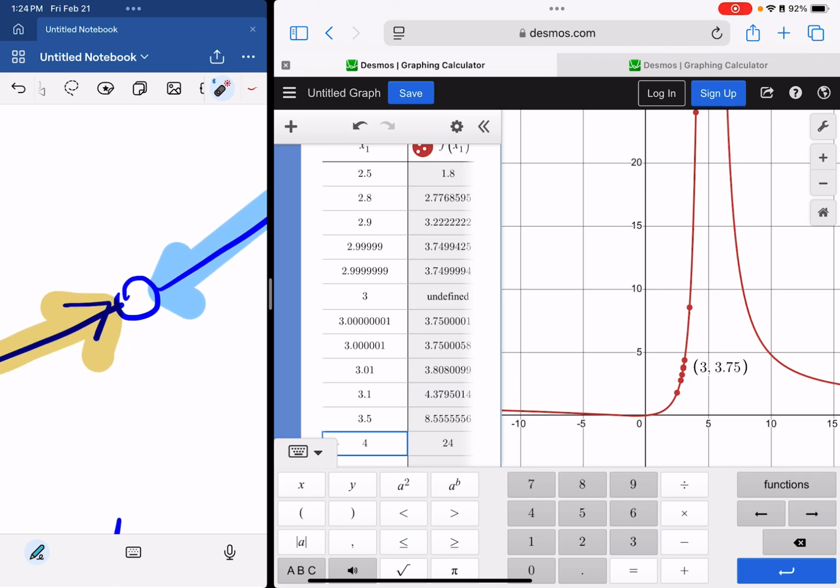It's 3.75 right before, 3.75 right after, but when I'm exactly at x being 3, it doesn't make it there. It's undefined. So that would be a removable discontinuity, which we could call a hole.